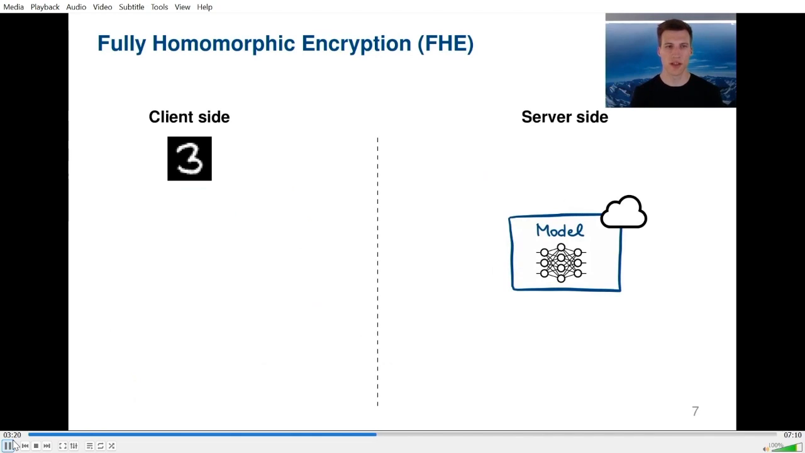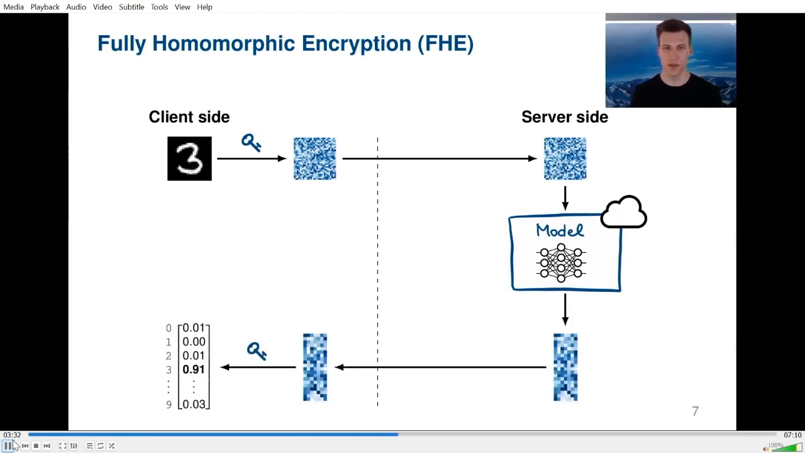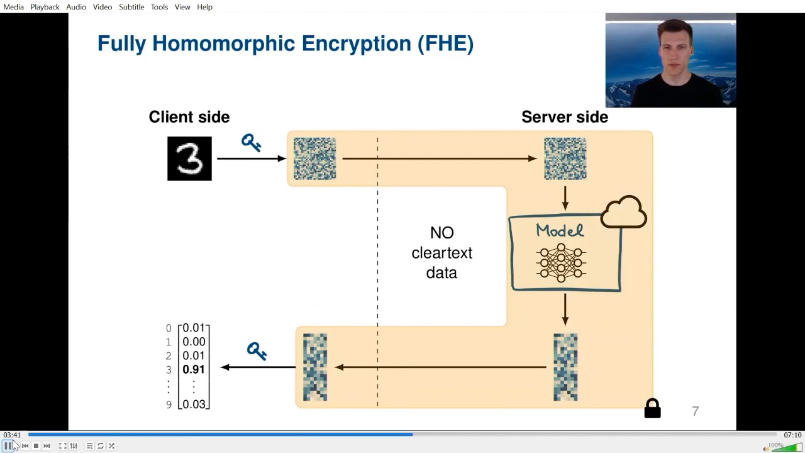So how does this help in our initial example? Clients can encrypt their information and send it to a server, who is now able to perform the computation on the encrypted input. The result is still encrypted and returned to the client, who can decrypt to receive the final result. The advantage is clearly visible. A server never holds clear text data.